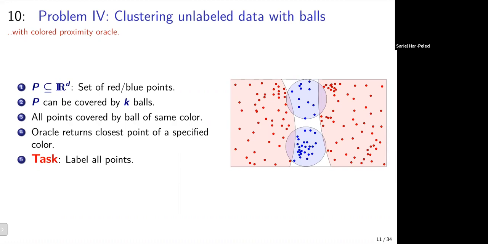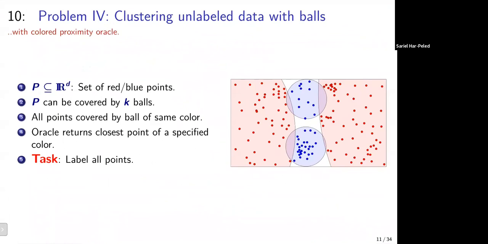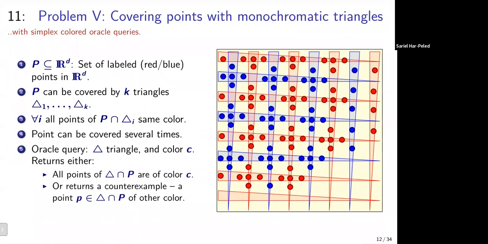And now the question, of course, is what is my Oracle query? So I allow you to, given a query point, ask for the closest point that is red and the closest point that is blue. And the task is to label correctly all the points. So this is really a clustering problem if you think about it, right? You kind of want to cluster the points with disks, with these coloring constraints.